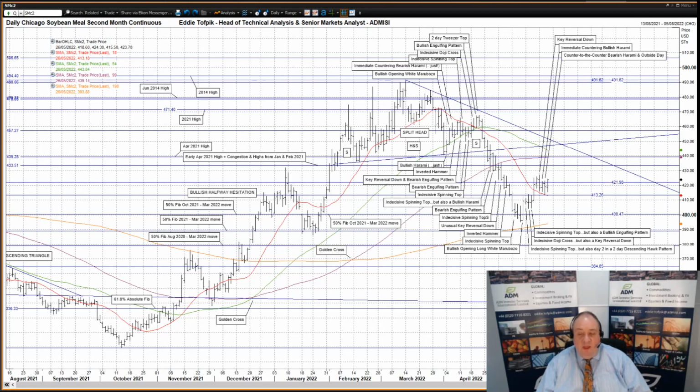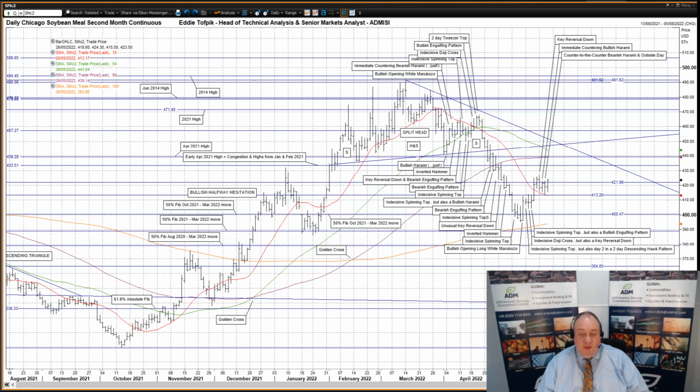Since the start of this week, Monday was a key reversal down, Tuesday was an immediate countering bullish harami, and yesterday was a counter-to-the-counter bearish harami and outside day. So you can see lots of indecision. The resistance on the top side, which had been surprisingly effective on a two consecutive close basis, is congestion at 422 even, which is just being popped at the moment.